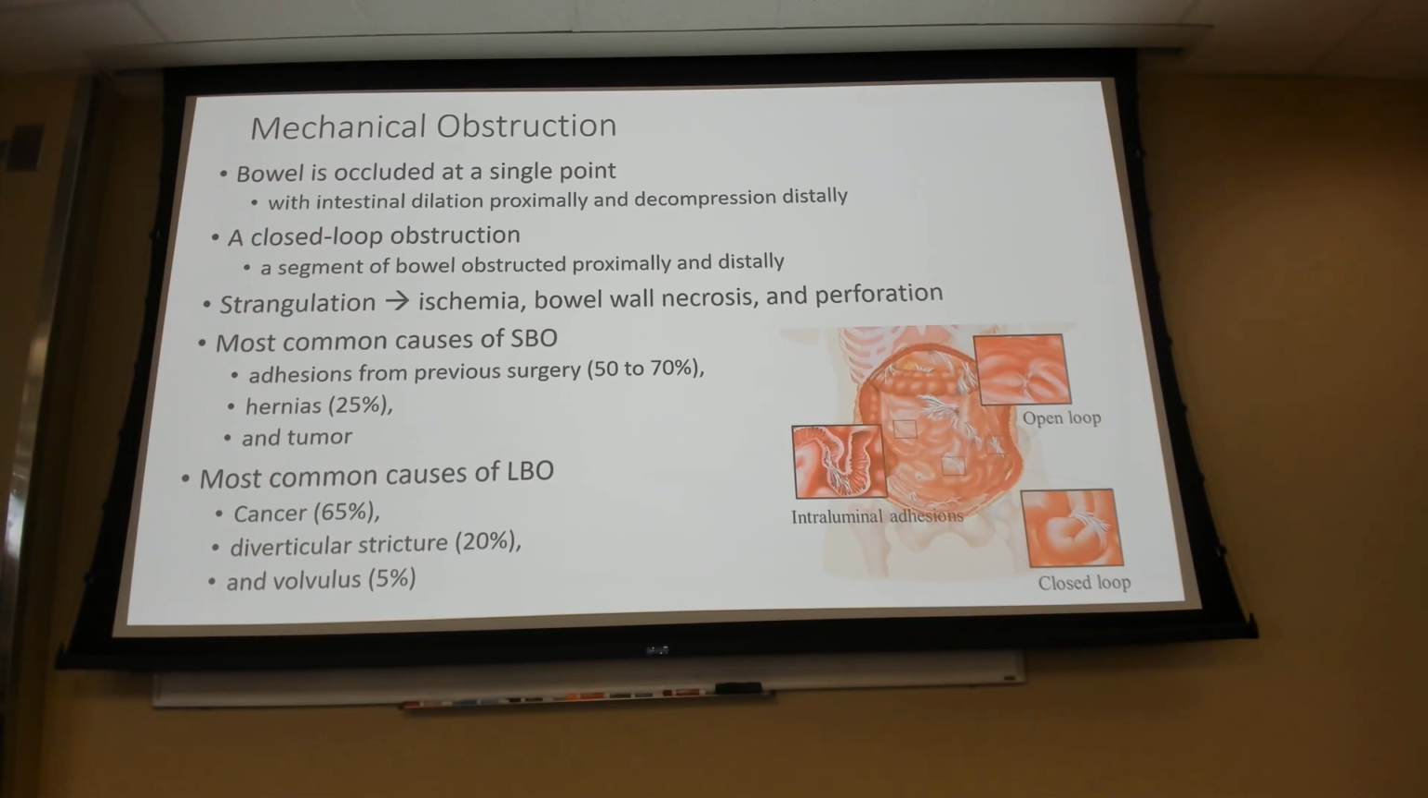And then obviously, like I was saying, if we have obstruction, it's usually at a single point. Typically from some sort of adhesions from previous surgeries or a hernia as well, especially a strangulated, incarcerated hernia. You have some sort of bowel going through your abdominal wall, and it's cutting off the circulation to it, which could lead to necrosis.